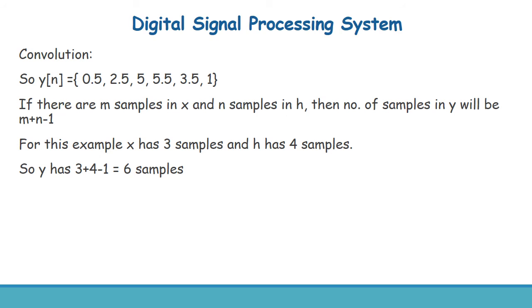So this is one quick way of checking if you have got all the samples in. If you have m number of samples in x and n number of samples in h, then the number of samples in y should be equal to m plus n minus 1. In this case, x has 3 samples, h has 4 samples. So y should have 3 plus 4 minus 1, that is equal to 6. So you know your answer is right. You have 6 samples.